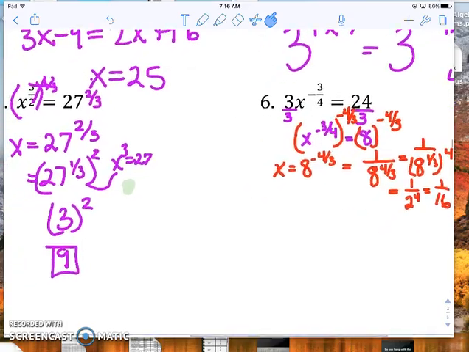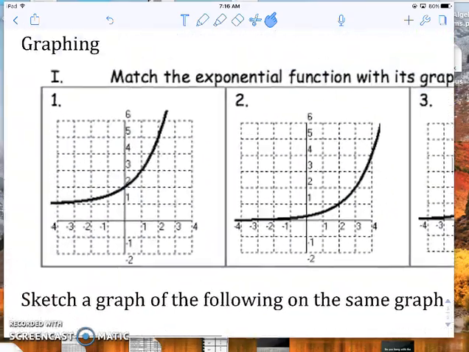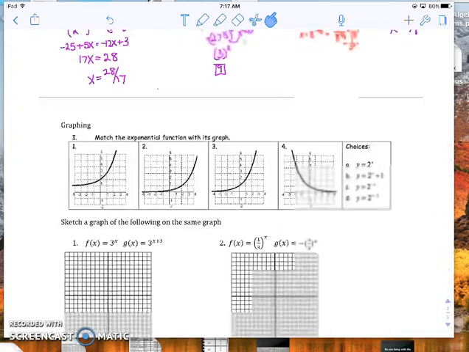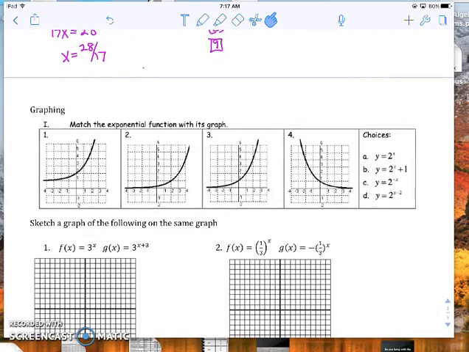Let's see, so we're going to move on to the next page. And the next page is some graphing. And we are asked to match this. So let's see, 2 to the x. So if we think of that, it should go through, if we were to make a little table for x, y, when x is 0, y is 1. When x is 1, 2 to the first is 2. So that's that table. So 0, 1, 1, 2. So this must be letter A.